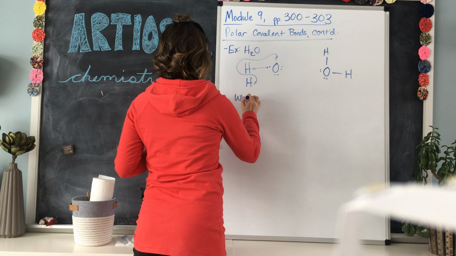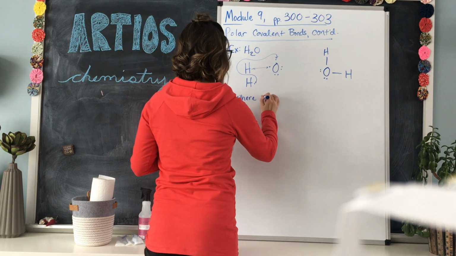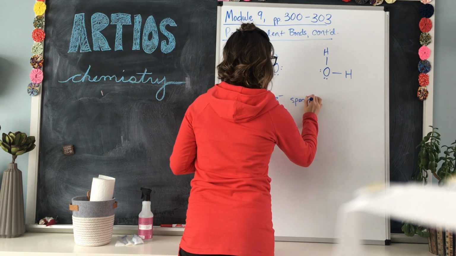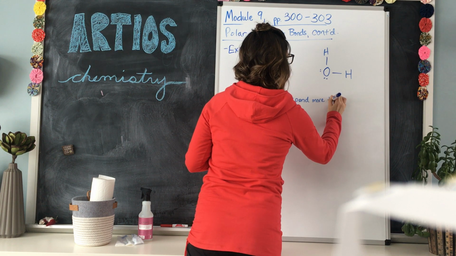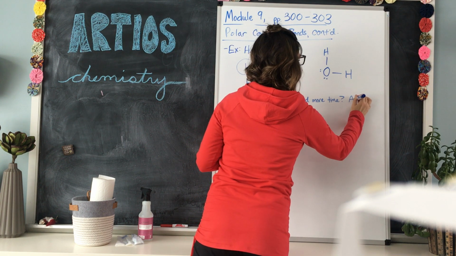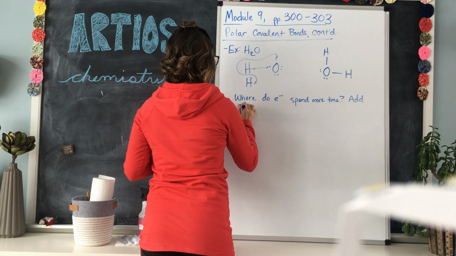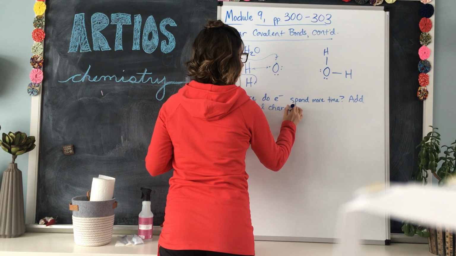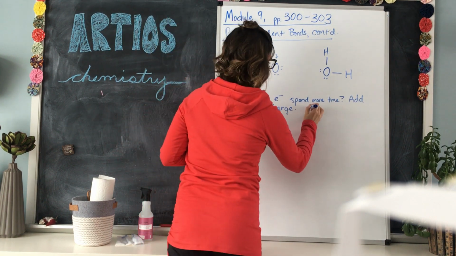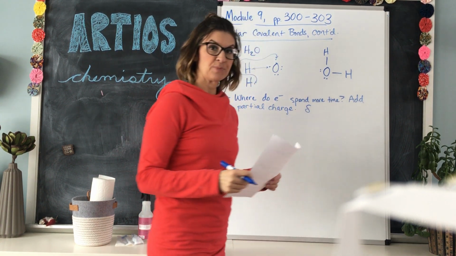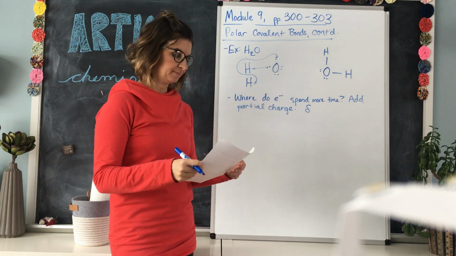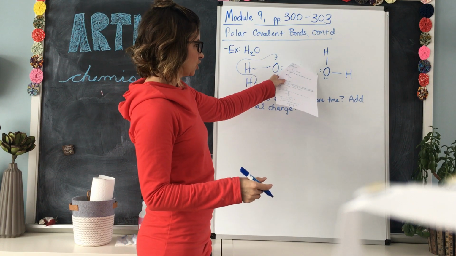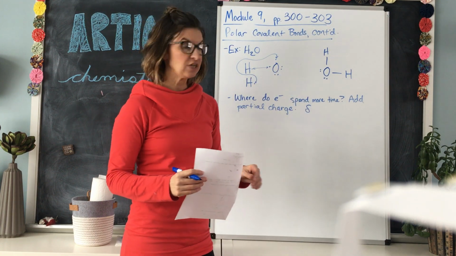Now let's ask, where do the electrons spend more time? And we're going to add the partial charges. Remember in our last video, we learned this little symbol delta, which means partial or a small fraction. Okay? So hydrogen and oxygen don't pull on those electrons equally.